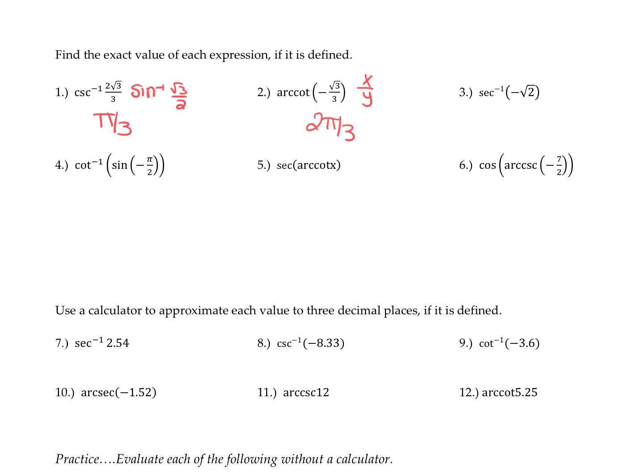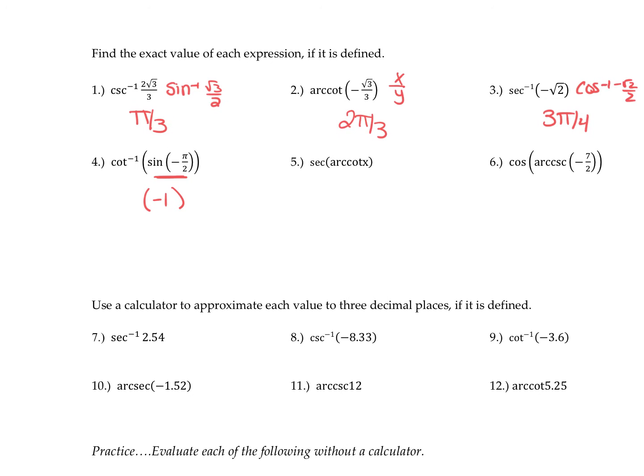Secant is negative root 2. This is the same as saying the cosine inverse is negative root 2 over 2, which happens at 3 pi over 4. And now let's do some composition. So sine at negative pi over 2 is -1. So I want to find the cotangent. Where's the cotangent -1? Well, that's in quadrant 2 at 3 pi over 4.